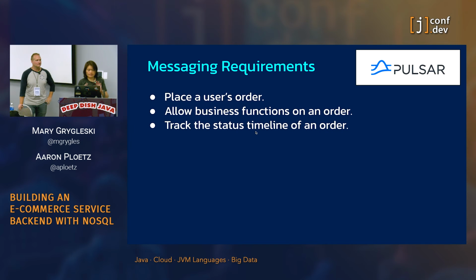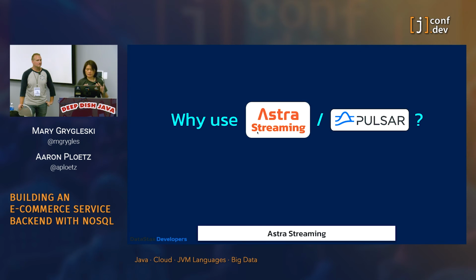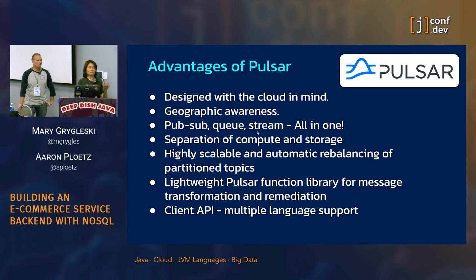And again, it allows business functions on an order and tracks the status timeline of an order quite well. Like if you want to do streaming type of capability, right? So now why use Astra Streaming and Pulsar? Just to give you some idea.